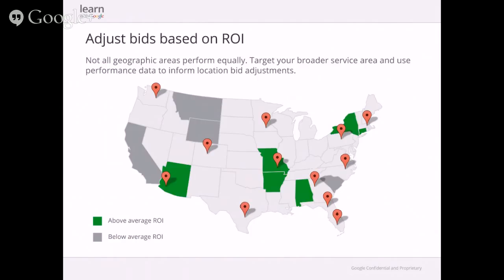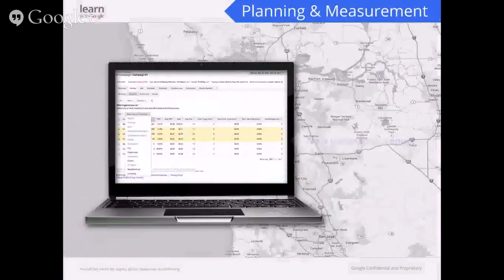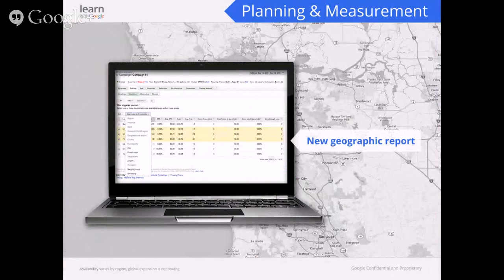Let's take a look at the location performance data available within your account. Geographic reports in your account allow you to view performance by location, regardless of whether you're explicitly targeting the region or not. Furthermore, these reports can be customized to show the data that's important to you. For instance, going back to our clothing retailer example, you can use this report to review performance for cities in both New York and California, and identify any adjustments that need to be made.